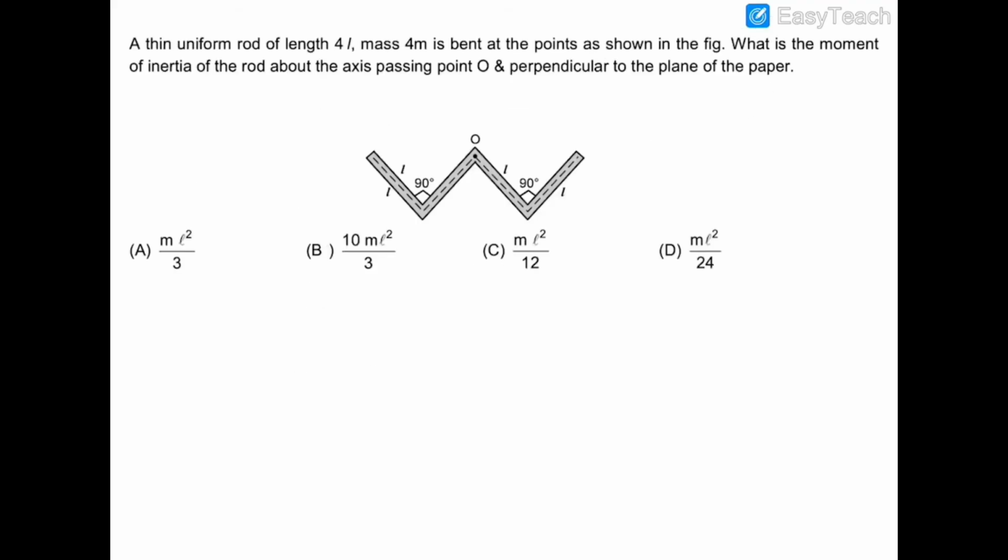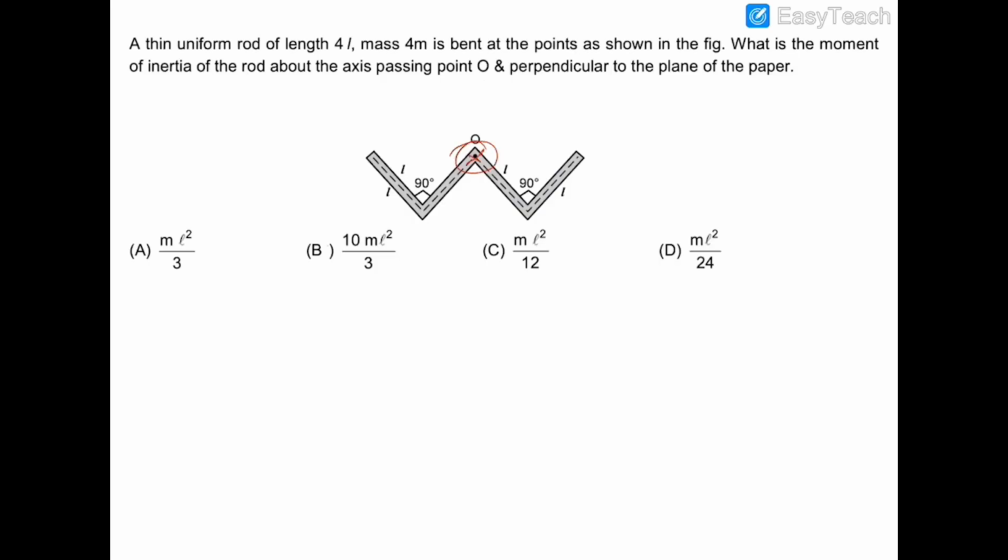Now let's move on to the next question. In this question, there is a thin rod of total length 4L and total mass 4m, which is bent in a form which is shown in the figure, and we have to find out the moment of inertia of this rod about an axis which is passing through point O, and it is also perpendicular to the plane, this axis.